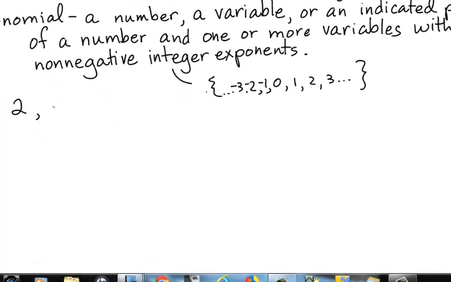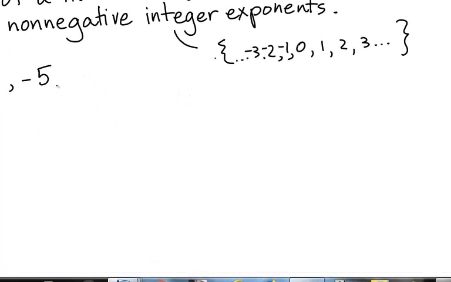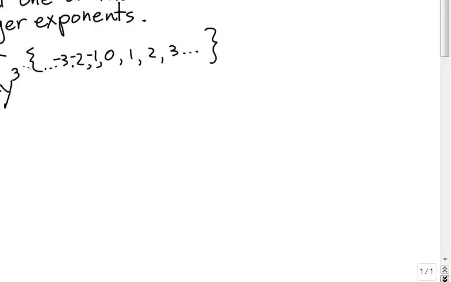Monomials. 2 is a monomial. Negative 5 is a monomial. X is a monomial. Negative 8x squared is a monomial. 9xy cubed, because that's a product of a number and one or more variables. As long as those exponents are non-negative integer exponents, those are all monomials. Okay.